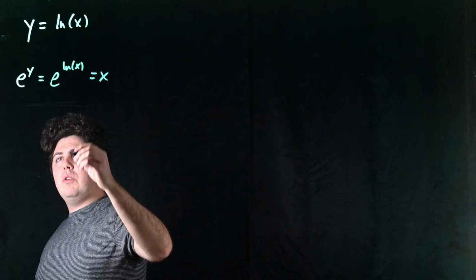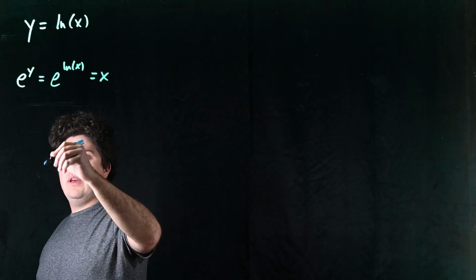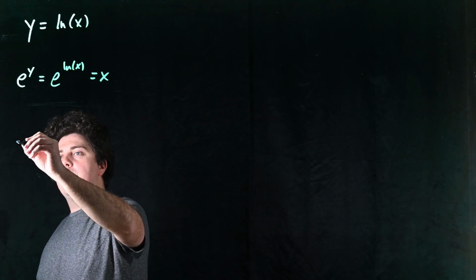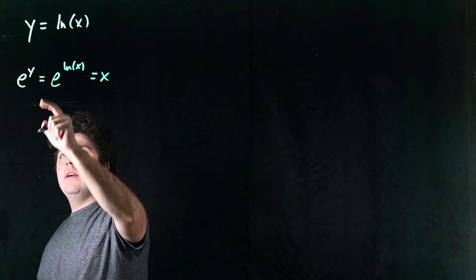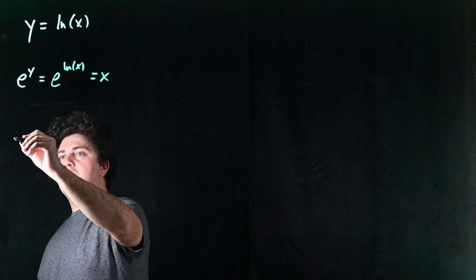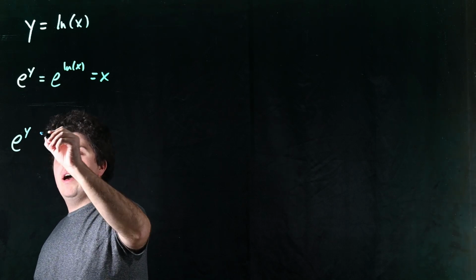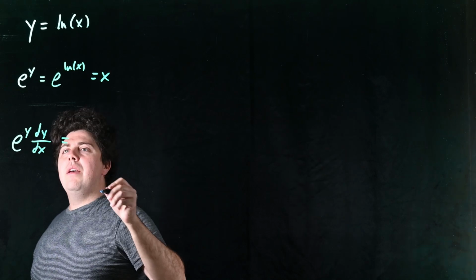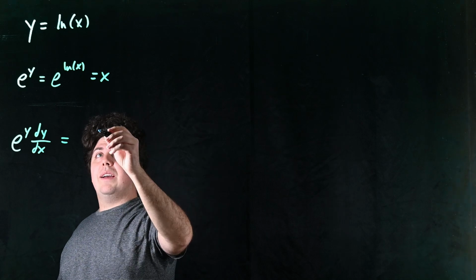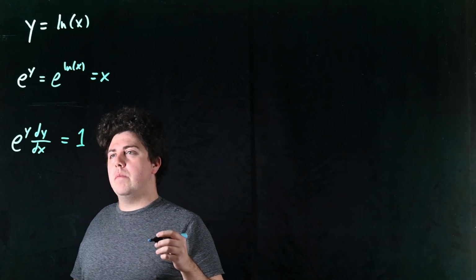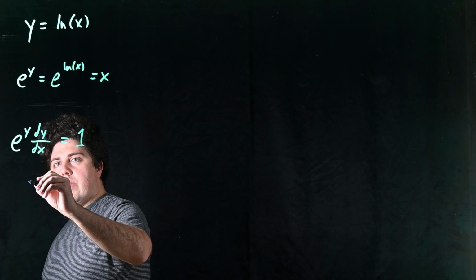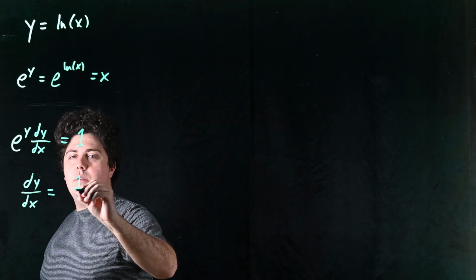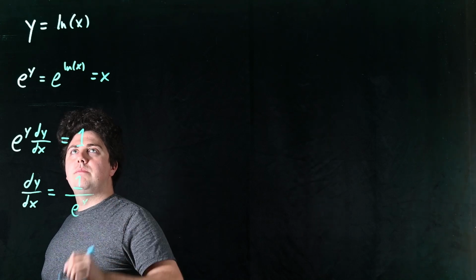So now, by the chain rule, we can use implicit differentiation. Since e to the y is equal to x, how do you differentiate this? The inside, u, is y, so the derivative is e to the y times dy by dx, and this now has to be the derivative in x of x, which is 1. So we have that dy by dx is 1 over e to the y.